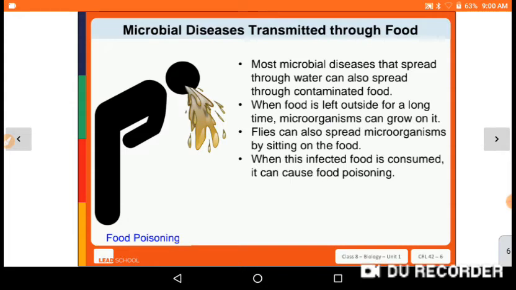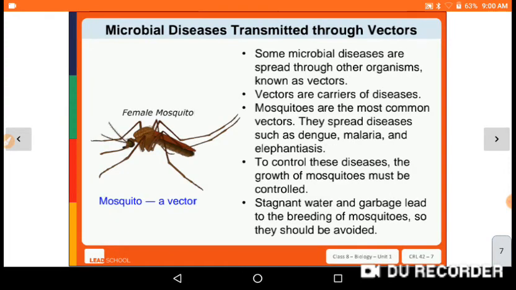When the food is left outside for a long time, microorganisms can grow in it. And then flies can also spread microorganisms by sitting on the food. When this infected food is consumed, it can cause food poisoning. And then through vectors, like the female mosquito, which is a vector for diseases like malaria and dengue.